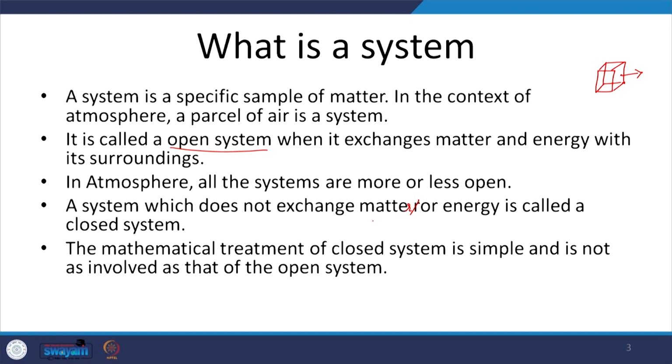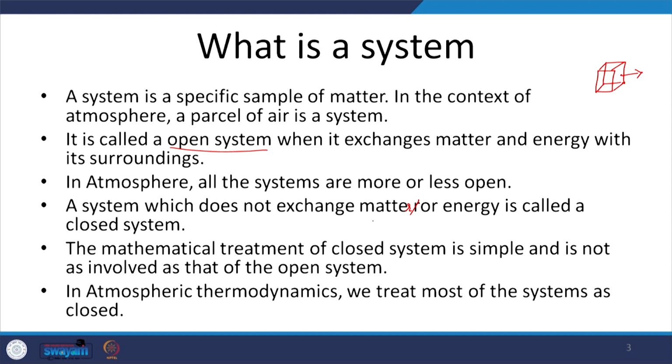But when you want to write an equation of motion, or when you want to describe the time evolution of an open system, it is more difficult, because as the system allows matter and energy to be transferred, that is the first thing that will make it complicated. Then if the system is moving with respect to space or with respect to time, then these exchanges will also occur at certain rates, and the system will get even more complicated. So, as a rule, the mathematical treatment for a closed system is simple and is not as involved as that of an open system. So, an open system is more difficult to describe or to comprehend.